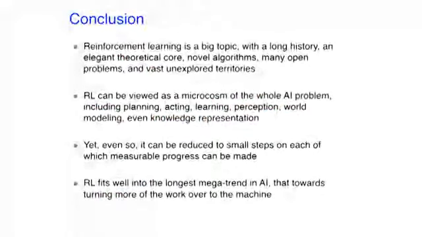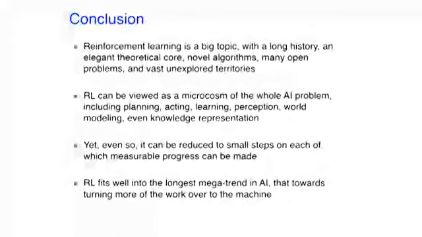So in conclusion, reinforcement learning is a big topic with a long history, I think an elegant theoretical core, and certainly novel algorithms and open problems. And once we get into things like temporal abstraction, it's really appropriate to call them vast unexplored territories. So we can view the reinforcement learning problem as like all of the AI problem, or the problem of mind in a microcosm. It involves planning and acting and learning, perception, modeling the world, even knowledge of the world. And yet, even so, it can be reduced to these small steps on which we can make progress.